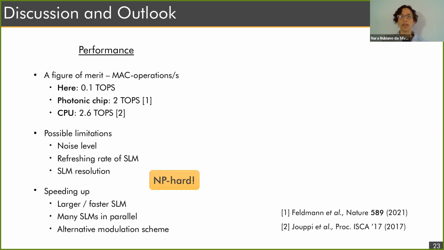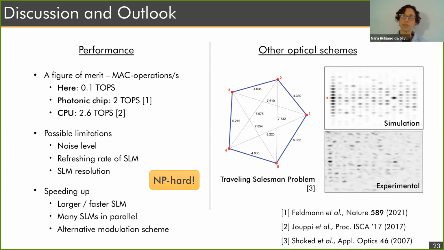With these limitations and the possibilities to speed up, we can address NP hard problems with our optical scheme, which is quite nice. The next steps of our work would be to really simulate how the results would look like in a CCD, as done for a different problem in this paper. We also want to do that in the lab and compare the performance of our scheme in an experimental way and a simulated way.